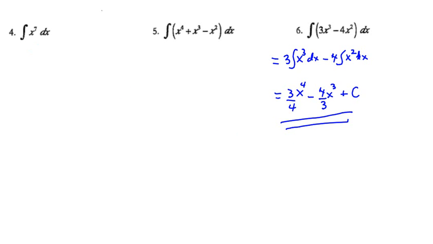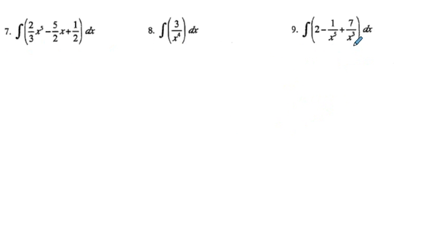Okay, let's go on to problem number 9. So here we have the integral of quantity 2 minus 1 over x to the 5th power plus 7 over x cubed dx. I'm going to rewrite this in what I like to call calculus friendly form. So we're going to have the integral of 2 dx, and then minus the integral of 1 over x to the 5th, which is x to the negative fifth power. That's using the rules of exponents.